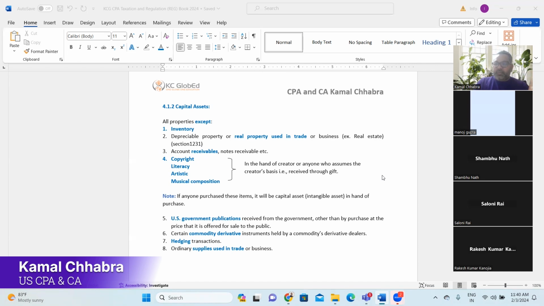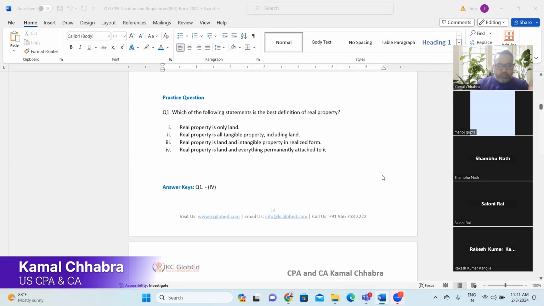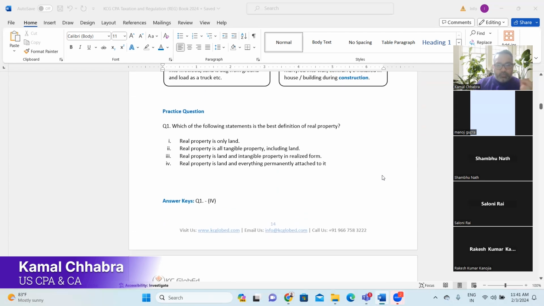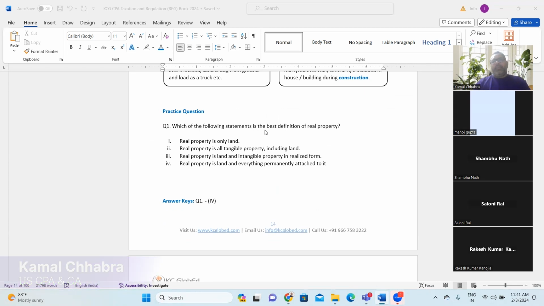Yes, please. Sir, the question that we discussed before, point number 3, says real property is land and intangible property in realized form. So somebody who has got this copyright or ownership of any asset which is going to be part of land or any plant, is it not going to be real property? Sir, the question is, which of the following statements is the best definition of real property? Real property is land or anything permanently attached to the land.